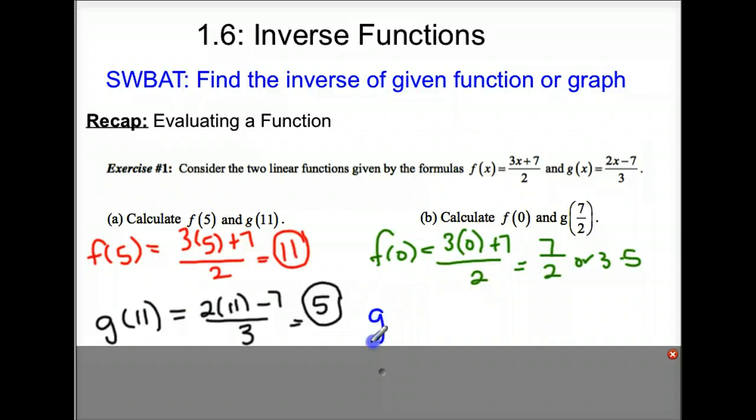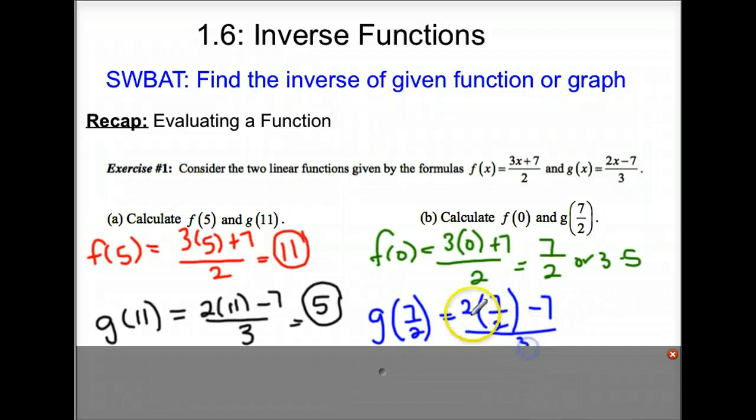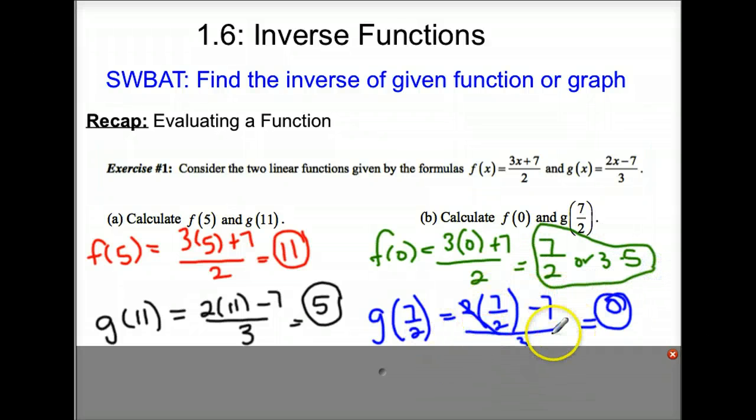Now, g of 7 over 2 is equal, using my g function, to (2 times 7 over 2 minus 7) all over 3. My 2's cancel. This becomes 0. So, if you're not sure how to do this for the second one with the fraction, enter this in a calculator. It should look exactly the way it is.